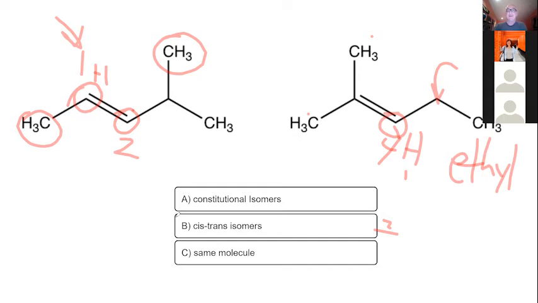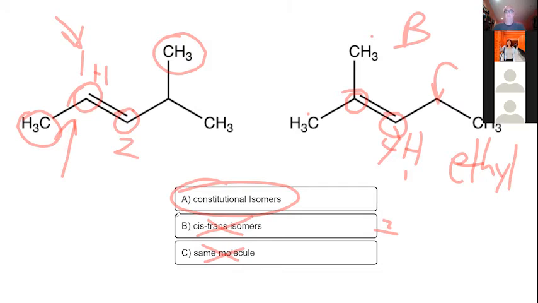So neither of these two carbons on molecule B has a single methyl group attached to it, whereas this one does. So they're not cis-trans isomers either. They're not the same molecule. They're constitutional or structural isomers of each other. They have the same number of carbons and the same number of hydrogens, but they're put together in a different way.